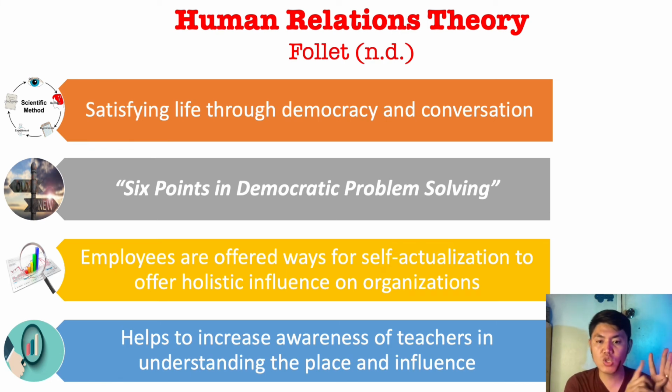Number 4 is ensuring coordination is achieved in the early stages. Number 5 is making sure that there is reciprocal understanding. And number 6 is ensuring that coordination between the worker and the administrator is a continual process. The human relations theory lends itself to the idea that human employees should be given a chance to offer holistic influence on organizations for them to feel more motivated to work.